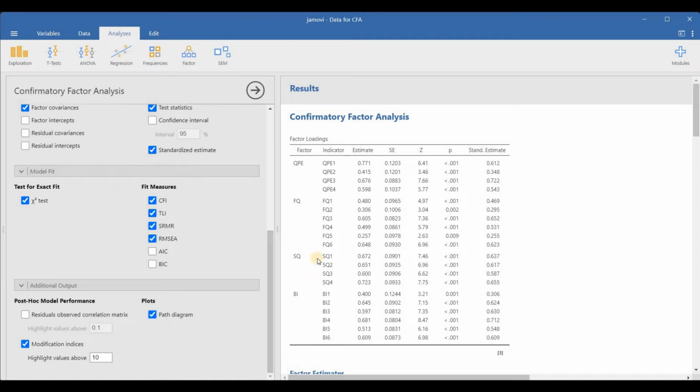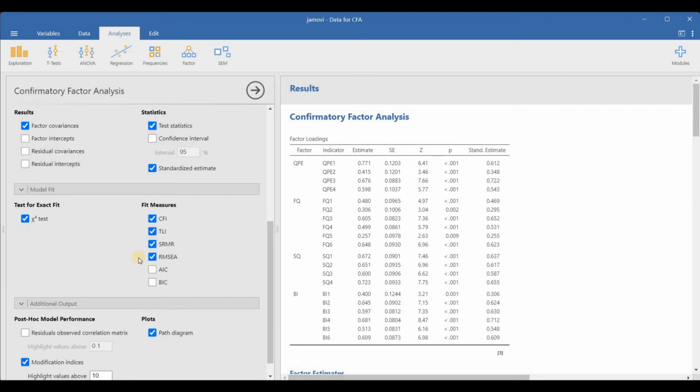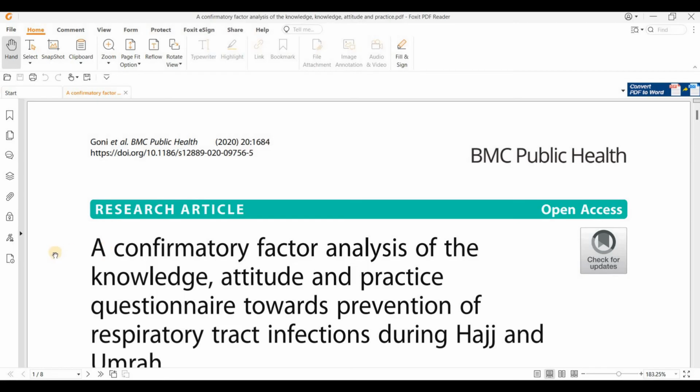Now, why we have selected these? I'm showing you one of the research papers in which these types of things are normally reported in the model. Although many different options are there, not all of them are useful for us. For example, I'm showing you one research paper about confirmatory factor analysis, on attitude, knowledge, and all these.